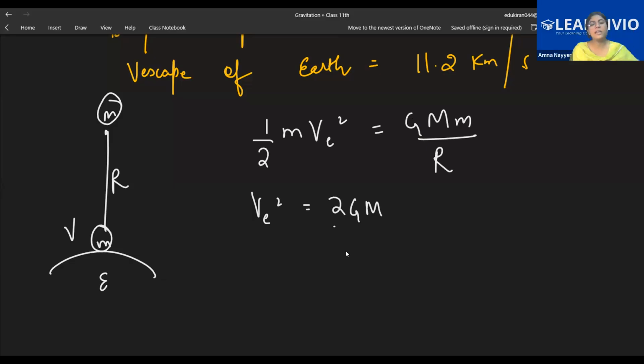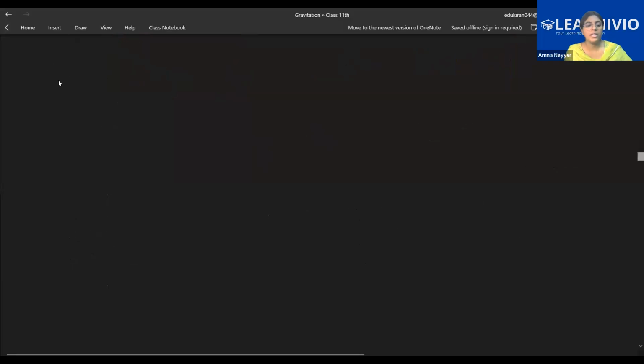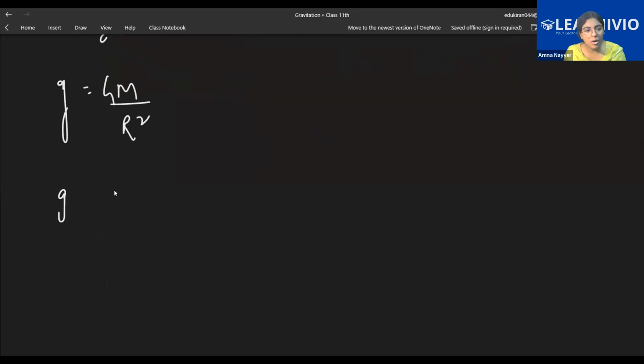M by R. So from here, if you write the formula for escape velocity, it is equal to root 2 capital G capital M by R. So this is the formula of it. But see, sometimes we need to replace things in terms of acceleration due to gravity. So acceleration due to gravity is capital G capital M by R square. So from here, I can say small g into R square is equal to capital G into M.